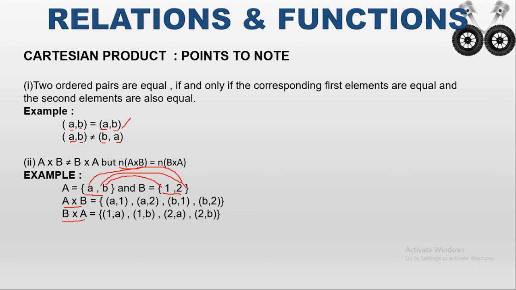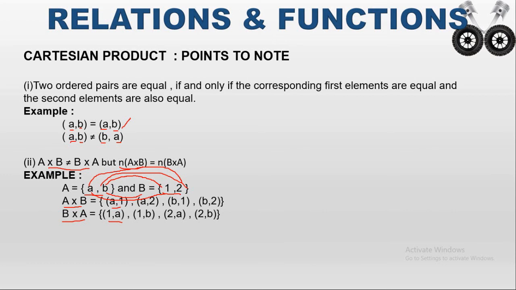Next we have to write the value for B cross A. So B cross A means the first element should be the B value, then you have to write the A value. What is the first element in B? 1. So 1 with the A: (1, a), then (1, b). Then what is the second element in B? That is 2. So (2, a), (2, b). So see, the first element in A cross B is (a, 1). The first element in B cross A is (1, a). So these two are not equal. They are different. So the first condition is satisfied, that is A cross B is not equal to B cross A.